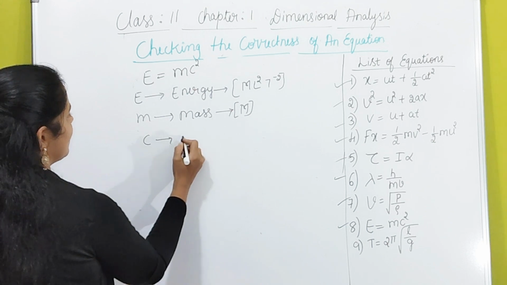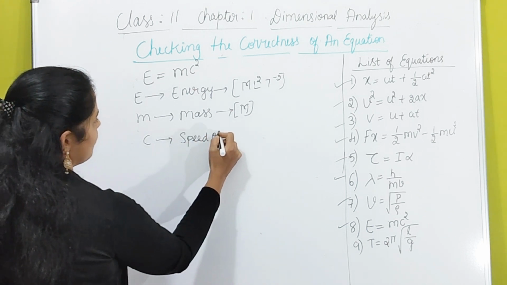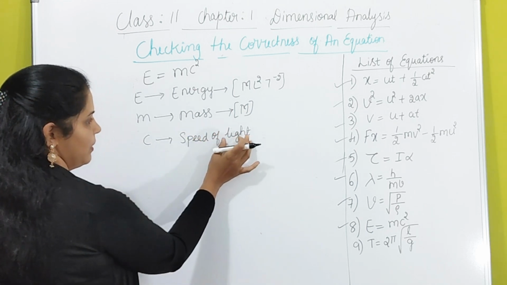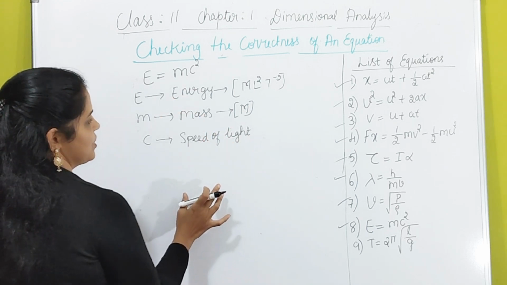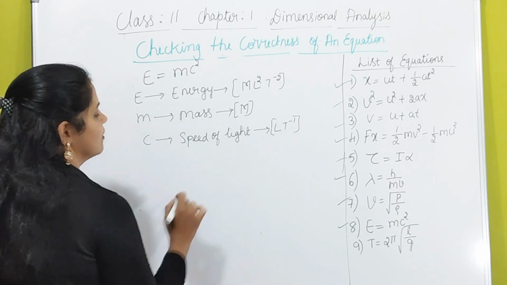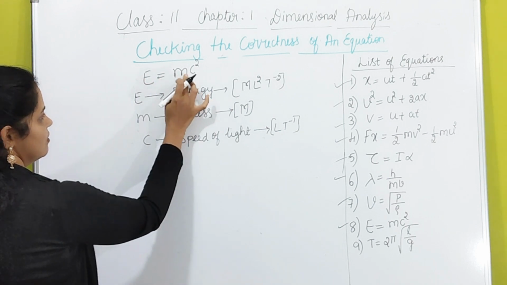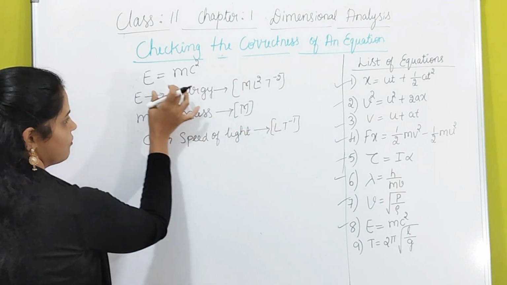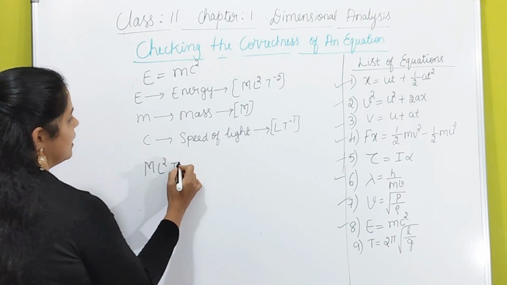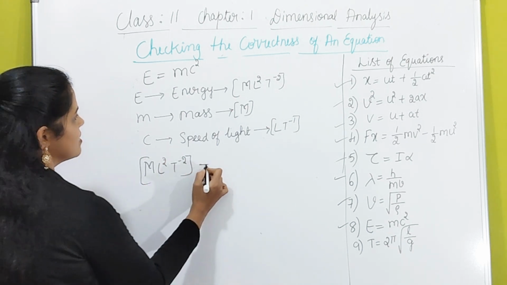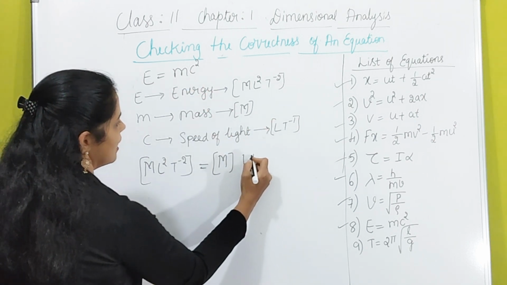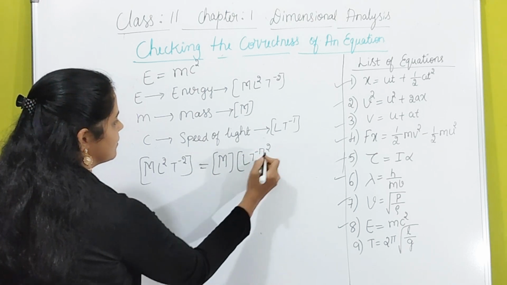Then C is the speed of light. Whatever the object may be, speed has the same dimension always. Speed's dimensional formula is LT minus 1. Substitute the dimensional formula in the proper place. So that is ML square T minus 2 is equal to m into C square. C is LT minus 1, square it.